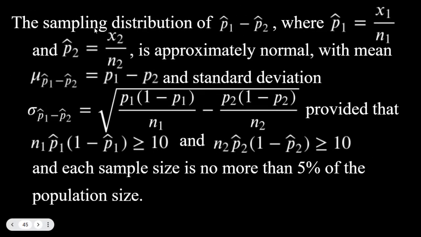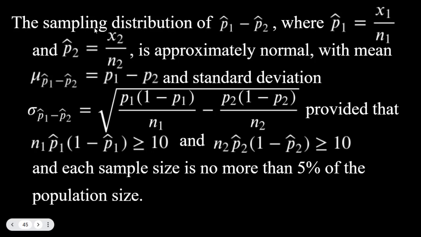The sampling distribution of p hat 1 minus p hat 2, where p hat 1 is the sample proportion of the first sample and p hat 2 is the sample proportion of the second sample, is approximately normal with mean mu sub p hat 1 minus p hat 2 equal to p1 minus p2, and the standard deviation is given there with a very complicated radical formula, provided that our samples are large enough, which means n1 times p hat times 1 minus p hat is greater than or equal to 10, and also n2 times p hat times 1 minus p hat is greater than or equal to 10. Now, don't get scared about all this notation.